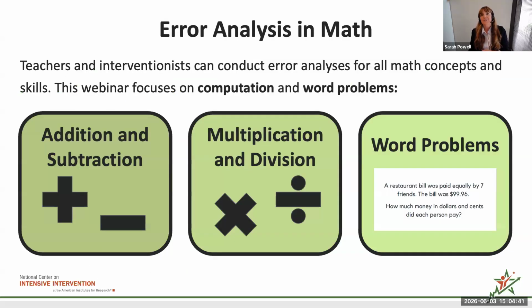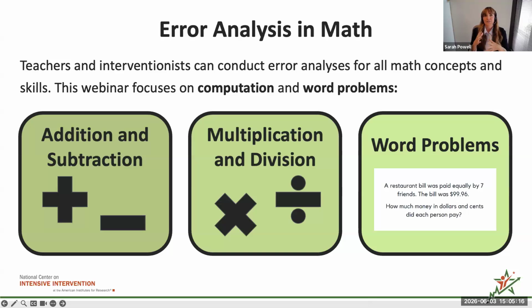Now, while error analysis is something that you can do everywhere in mathematics, we are going to talk about three big buckets of math today. We'll think about error analysis and what that might look like for students who are working on addition and subtraction. Allie's going to kick us off with that in just a minute. Then she will talk about error analysis and multiplication and division. So if students are working on those types of problems, what might be some common error patterns that we see with multiplication and division? And then I will return with a focus on word problem solving.